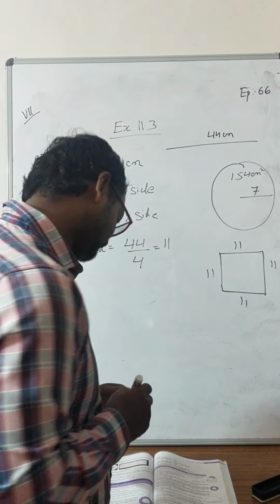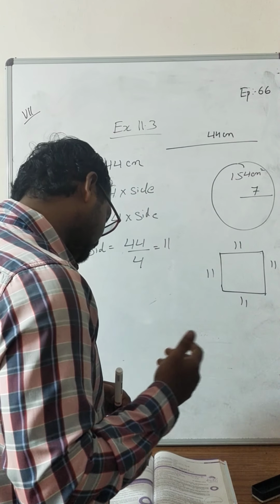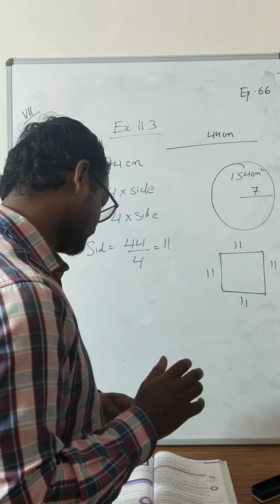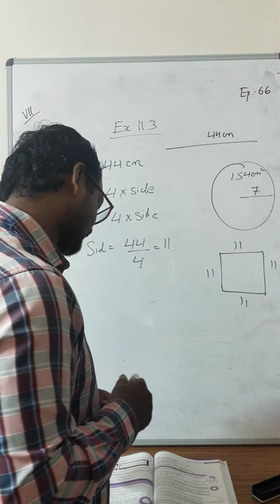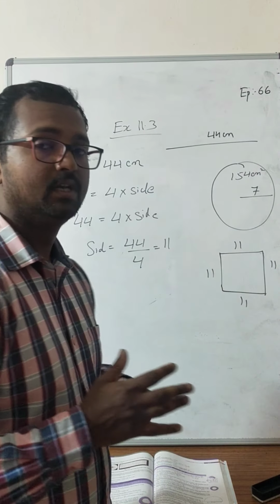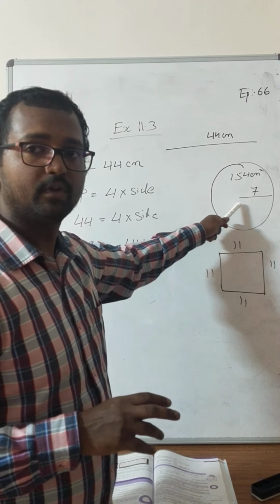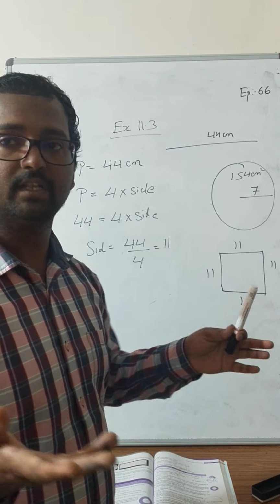Now the question is, find the length of each side of the square. That we have done. We are getting 11. Which figure encloses more area? So whether the circle encloses more area or whether the square encloses more area, that is the question.